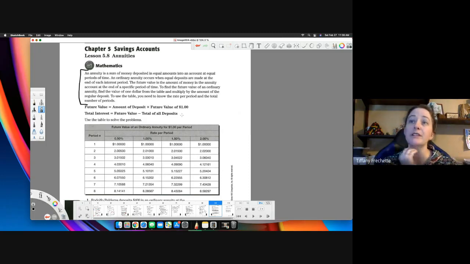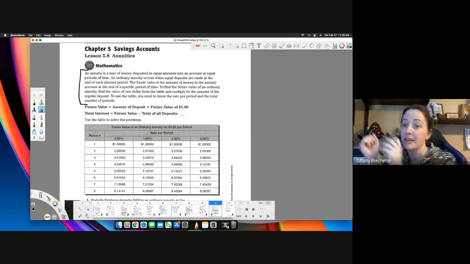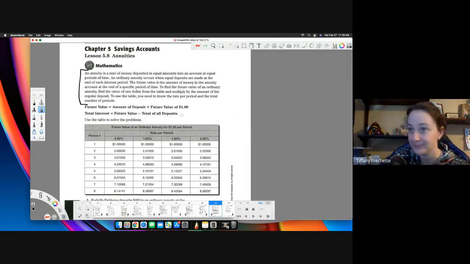So remember, an annuity, just like the summary said, is a certain amount of money deposited in equal sums over an equal number of periods. It's not all one lump sum put in right now. It's maybe 1,000 and then 1,000 and then 1,000. So over time we're depositing a certain amount of money each time.